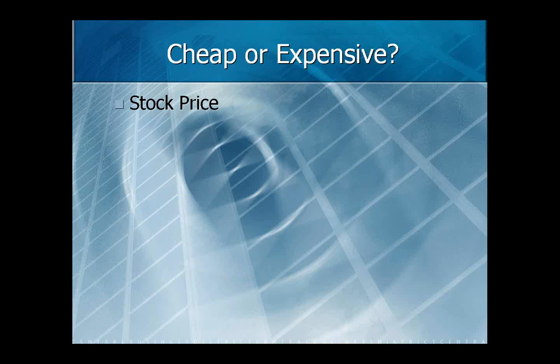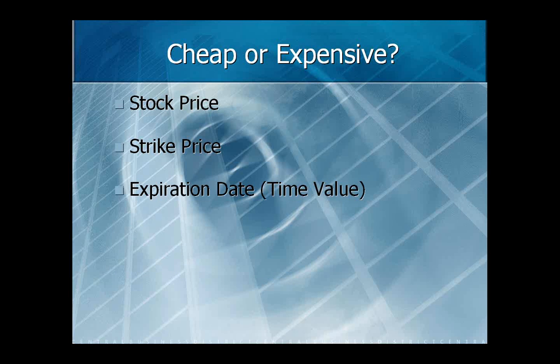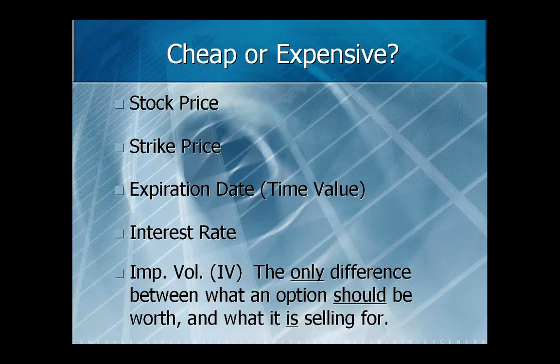What this does is allow us to determine, is an option price cheap or expensive? We know the stock, we know the strike price, the expiration date, and the interest rate. Implied volatility is the only difference between what an option should be worth and what it's actually selling for right now.